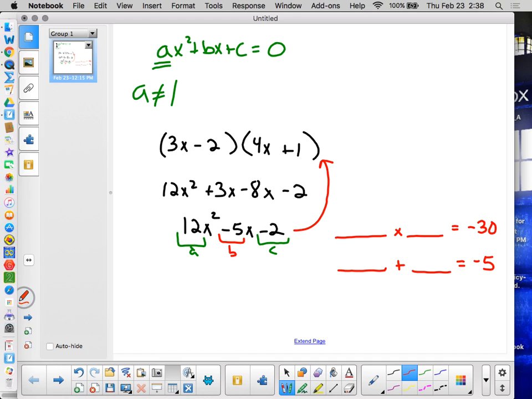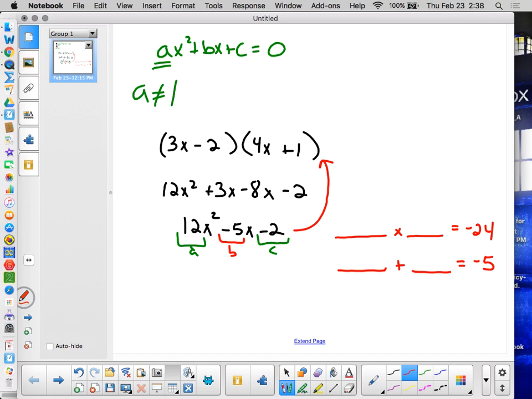Now what two numbers multiply to negative 24? How about learning to multiply? That would help. Thank you. Sorry, getting ahead of myself. What two numbers multiply to give me a negative 24 and add to give me a negative 5?